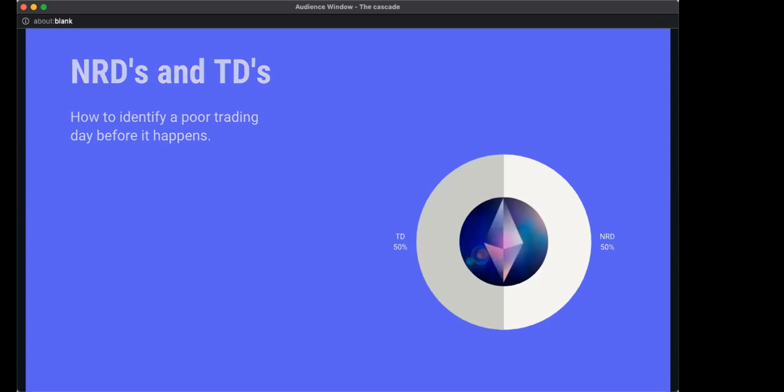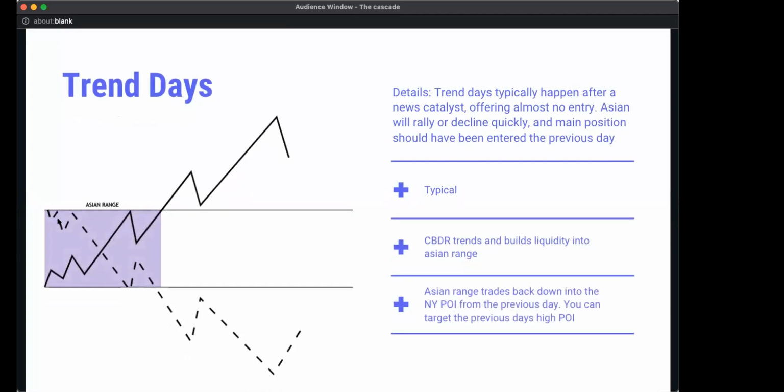Okay, so basically it looks like this. You're just going to see it constantly going, and it's not really going to have any solid POIs. It's just going to be a trend, and any pullbacks are going to be very small, which are very hard to get in on. Then it's going to be an expansion move. Trend days happen typically after a news catalyst, offering almost no entry. Asian will rally or decline quickly, and the main position should have been entered on the previous day.